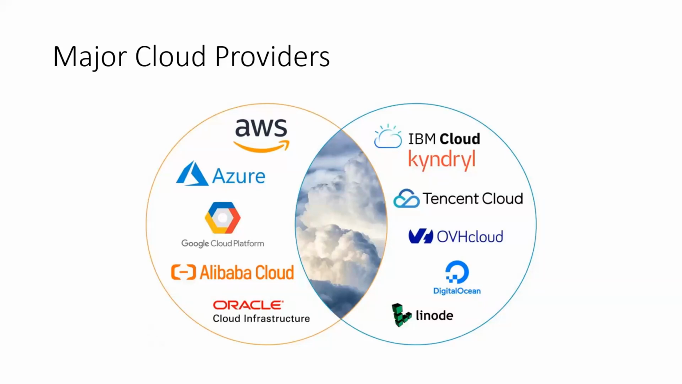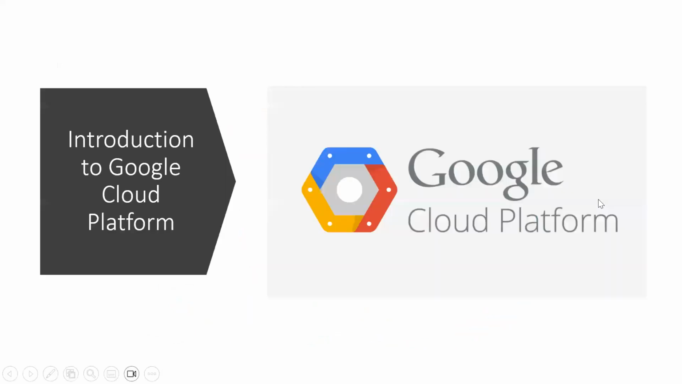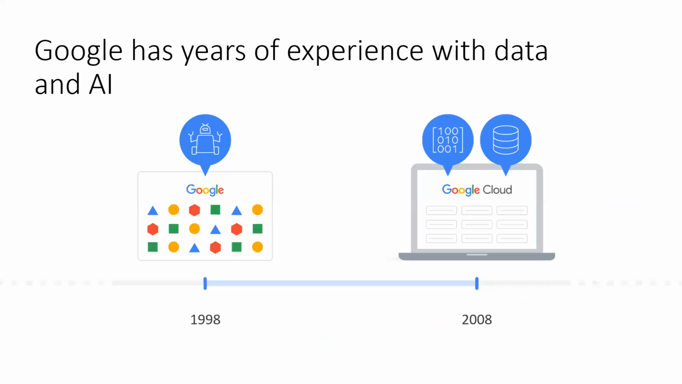Okay, let's talk about the Google Cloud Platform. Why has it been so widely used? Way back in 1998, the organization was working with data and how artificial intelligence can be utilized across. And in 2008, they launched the platform called Google Cloud Platform.